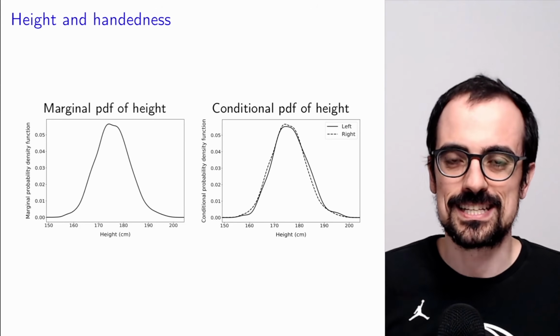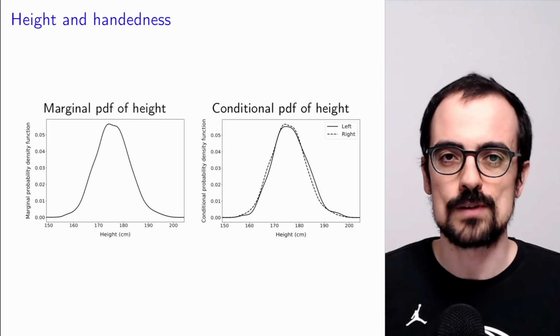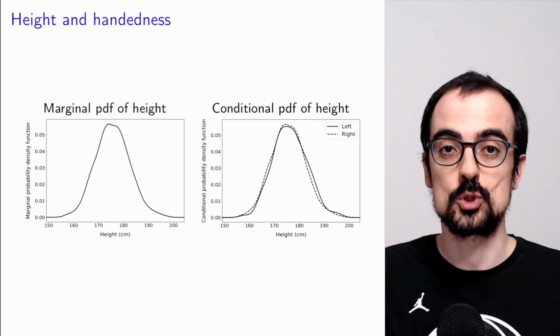It basically suggests that they're independent, right? If you know that someone is left-handed or right-handed, this is not going to tell you any information about how tall they are.